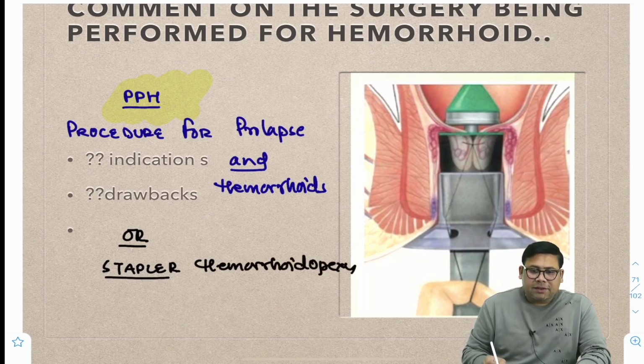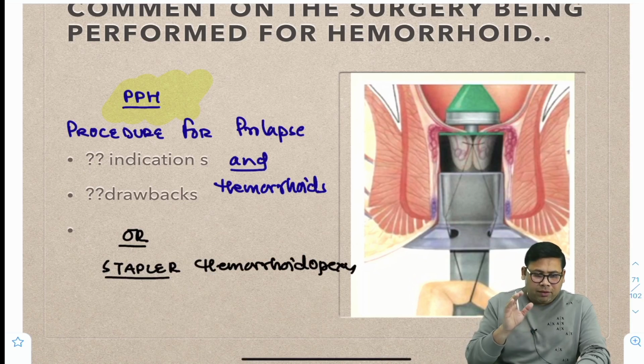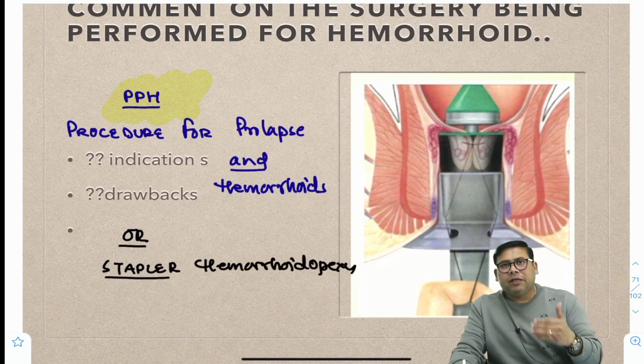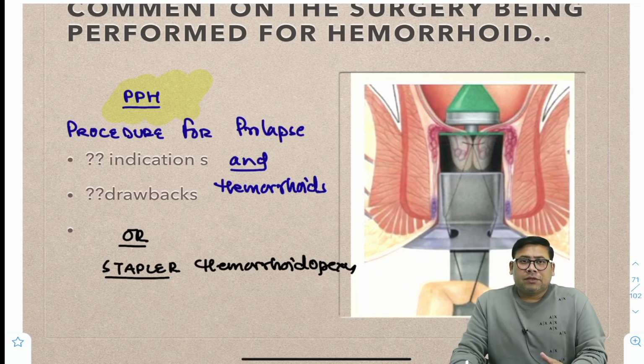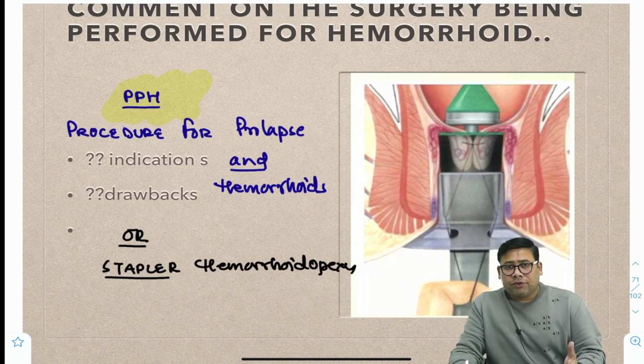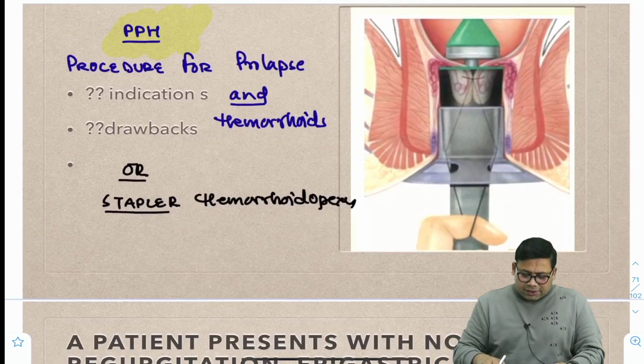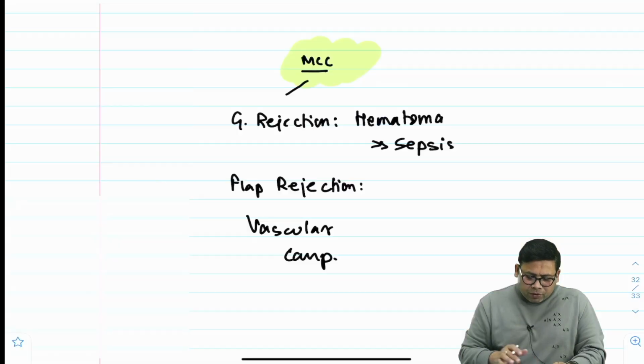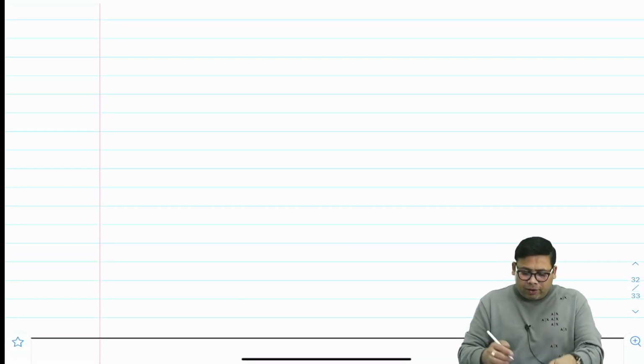What is the advantage? The post-surgery recovery rate is very high in comparison to the open version, that is Milligan-Morgan, and the closed version, Park and Ferguson. This is one of the best. So let us have a quick recap of some important things related to hemorrhoids.